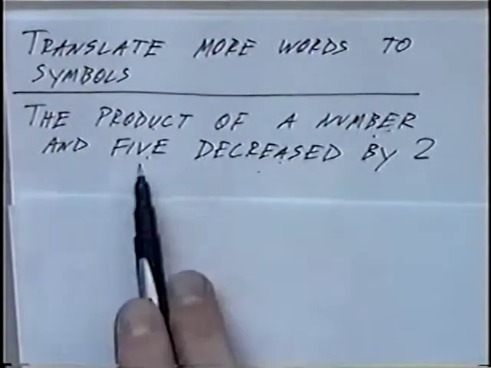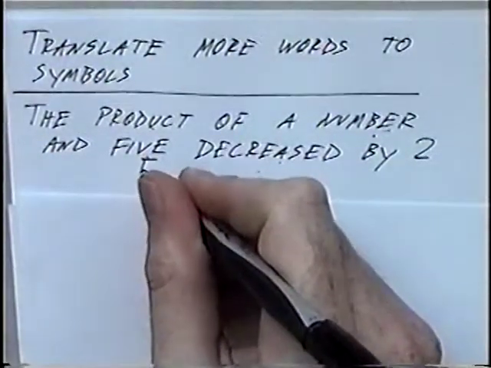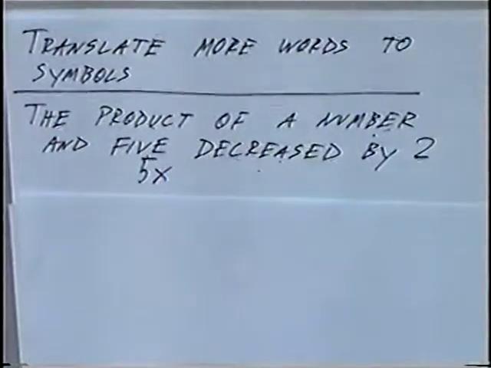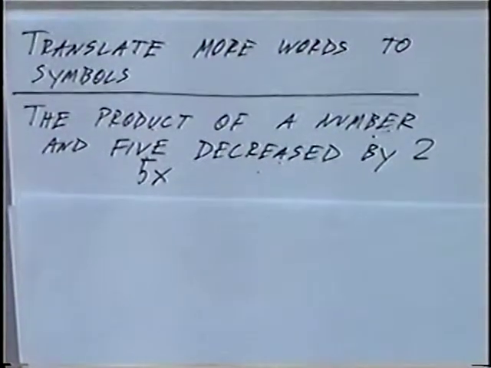So again, the product of a number and 5 would be x times 5. In math, we'll normally put the number before the variable. So instead of x times 5, you can write it as 5 times x, or 5x.